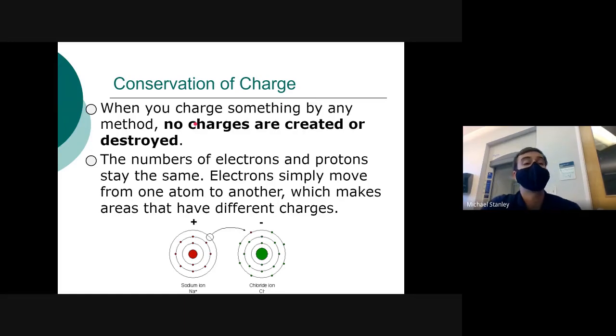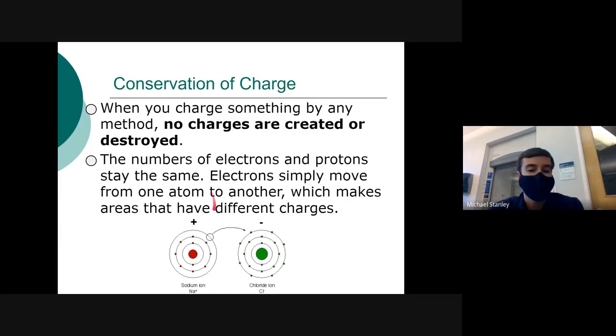One important thing to note is that whenever you're charging something, either with a negative or positive charge, we have what's called conservation of charge, meaning that no charges are created or destroyed. So let's say that you rub the balloon on your hair and the balloon becomes negatively charged. The balloon didn't just all of a sudden create a negative charge on itself. It became negatively charged because it took the electrons from your hair. So the overall total number of electrons and protons between the two objects stays the same. It just so happens that the electrons move from one atom to another, right?